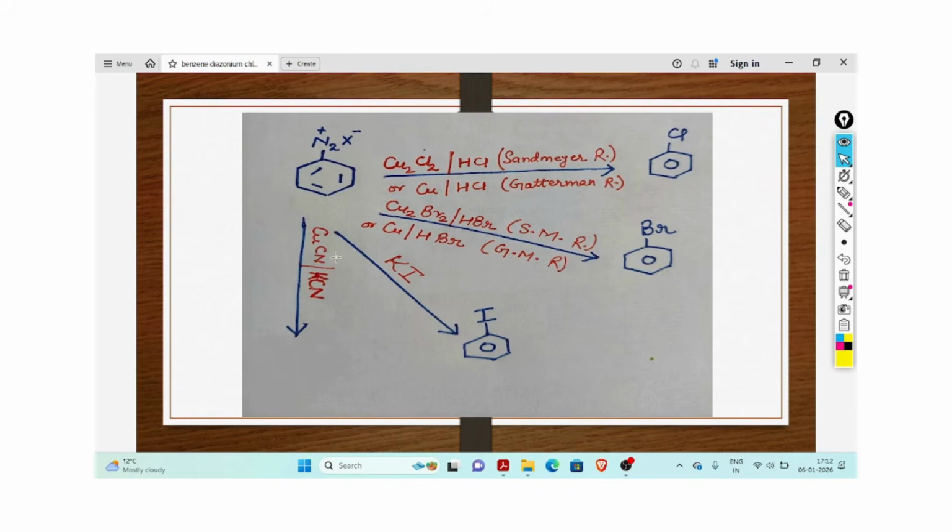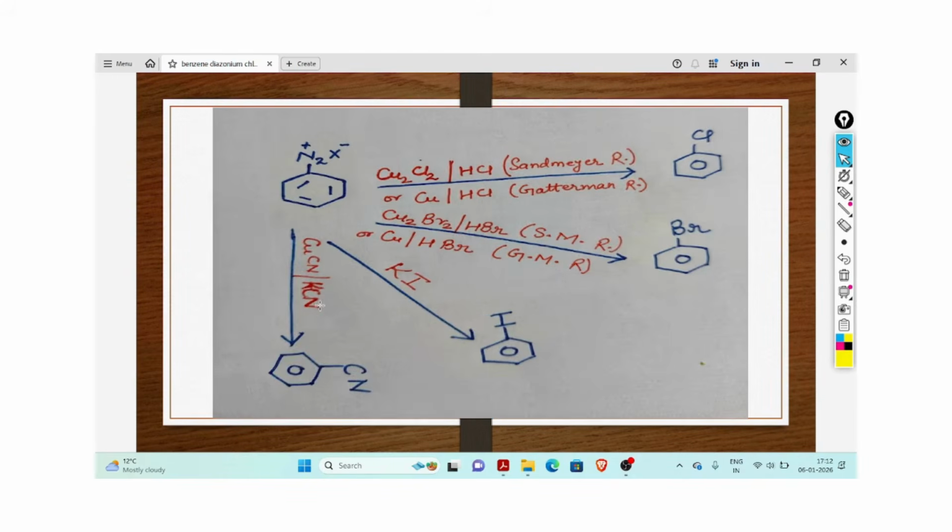Your CuCN is a catalyst just like in the Sandmeyer and Gatterman reactions, and the main reactant is KCN. So again the later part of the molecule is CN. So in place of N2X, what will you apply? Obviously this CN. Now see the product. This is benzene with CN. Form the bond with C, not with N, because this is benzene nitrile, not benzene isonitrile. So this is the next reaction.